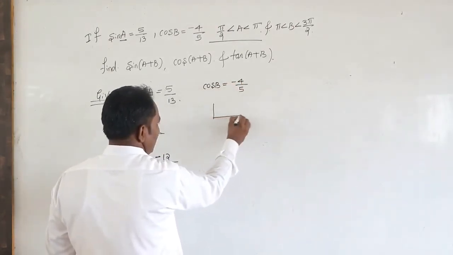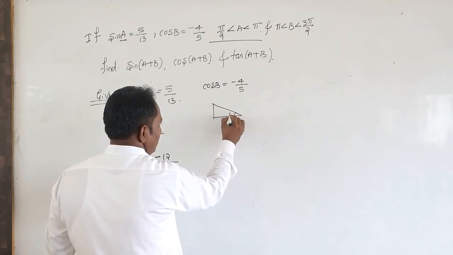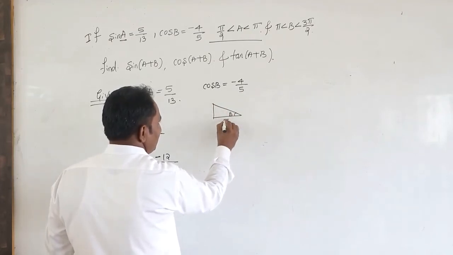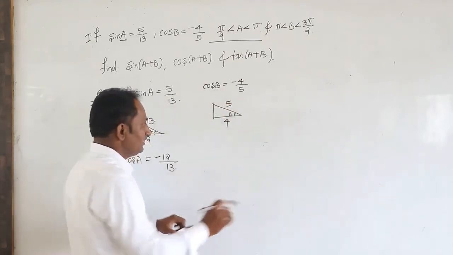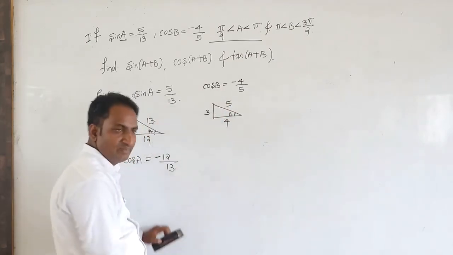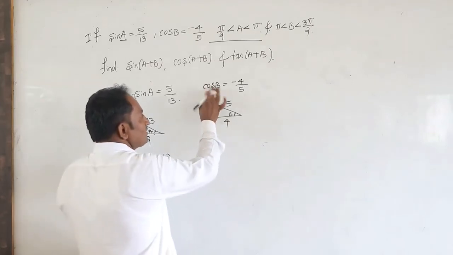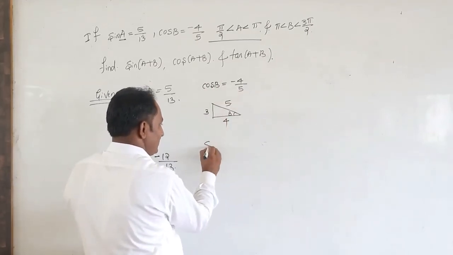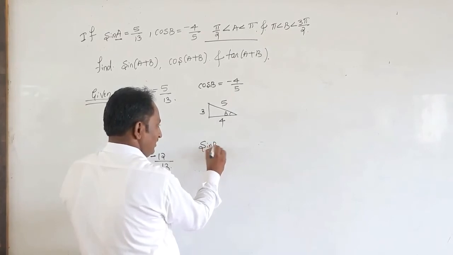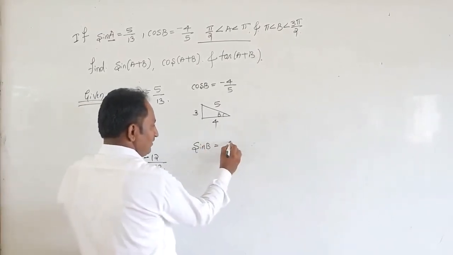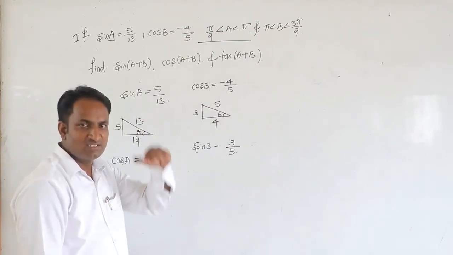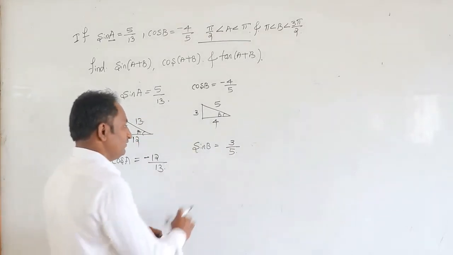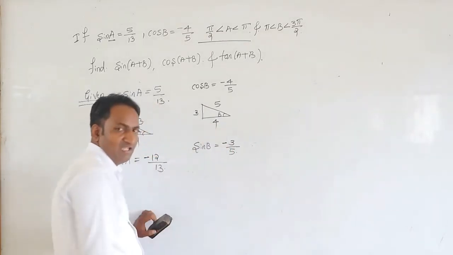Again construct one right angle triangle for angle B. Define 4 divided by 5 as adjacent divided by hypotenuse. Definitely the third side value is 3. Then cos B value is known. Then sin B. Sin B is equal to 3 divided by 5. In the third quadrant, tan and cot are positive. Definitely sin value is negative.